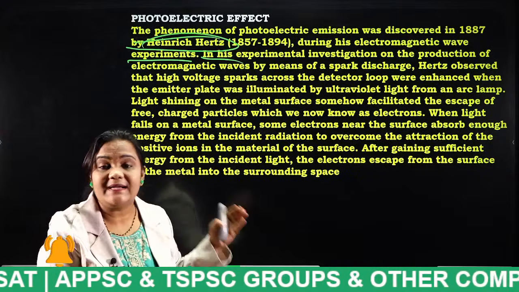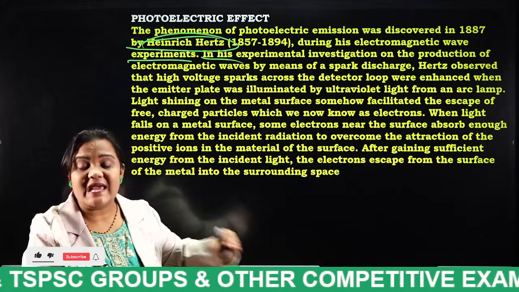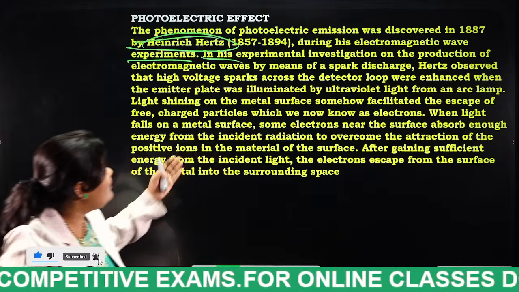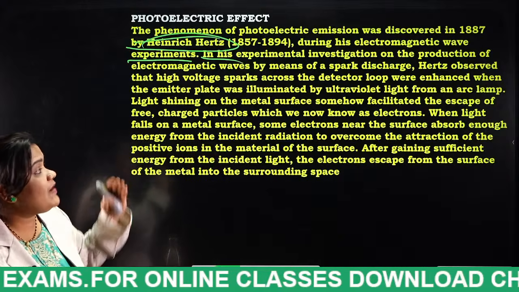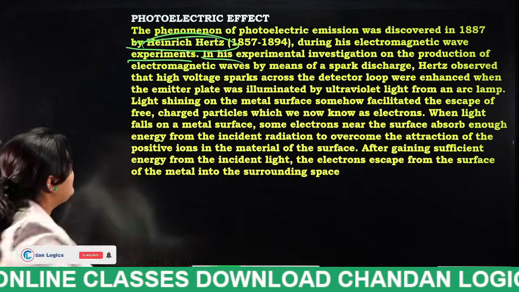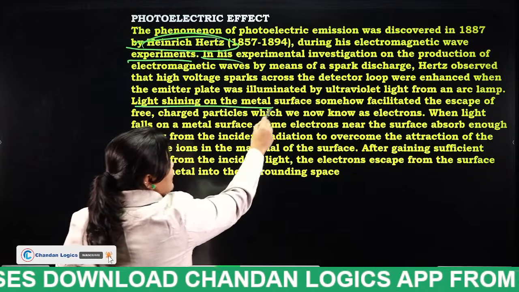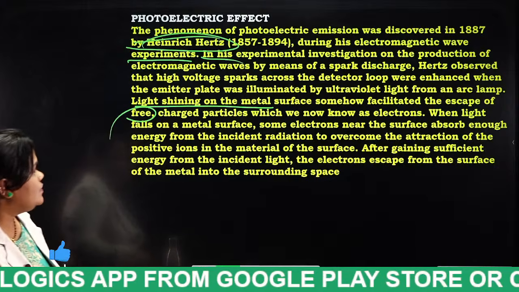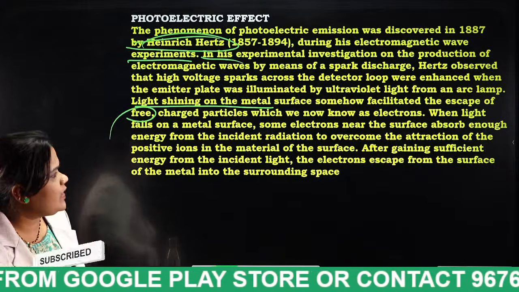So he conducted an experiment. From this experiment, he generated an electromagnetic wave from what? From a spark discharge. Okay. So light shining on the metal surface facilitates the escape of free electrons. Okay, no need to discuss much more about this.